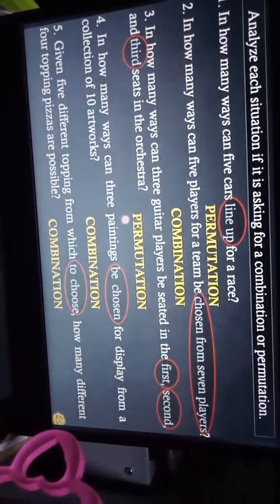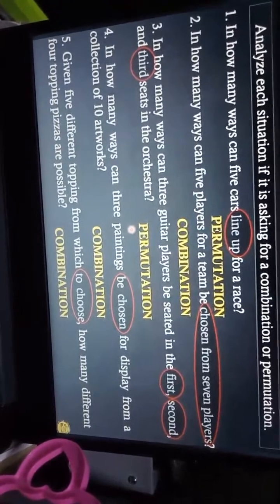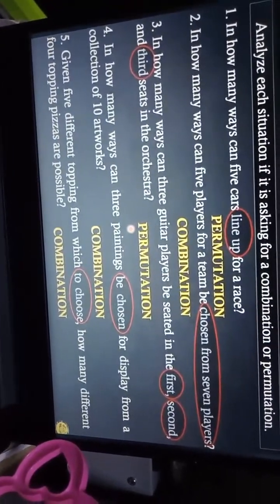So the keyword for combination is choosing, sometimes select. Take note of that.